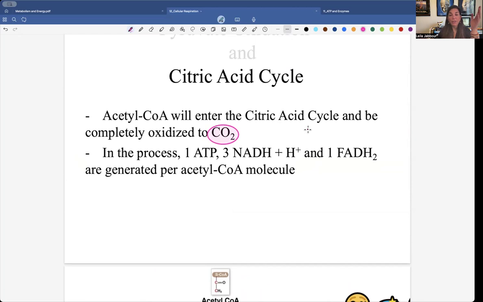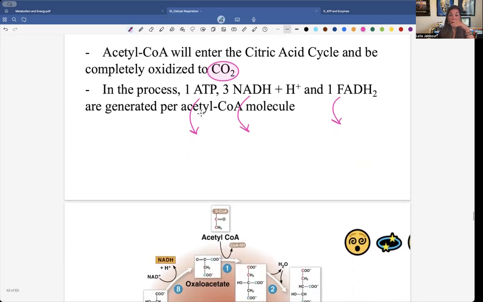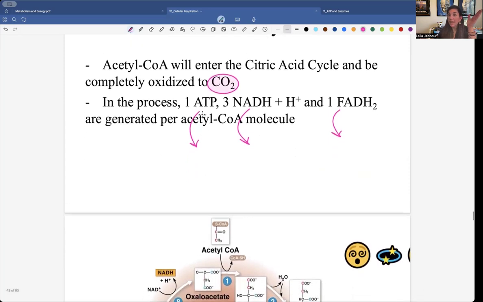So in the process of turning those remaining carbons into carbon dioxide, going through the citric acid cycle, we actually end up making one more ATP, three more NADH, and one FADH2, because that's the first time we see FADH2 in the story. Wow, one more ATP. Look at that.